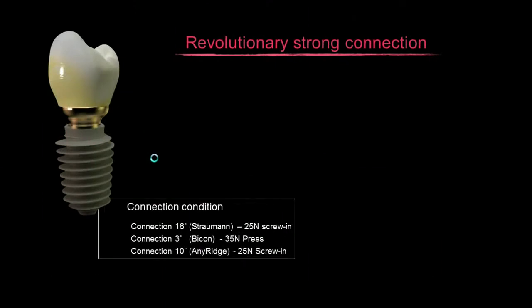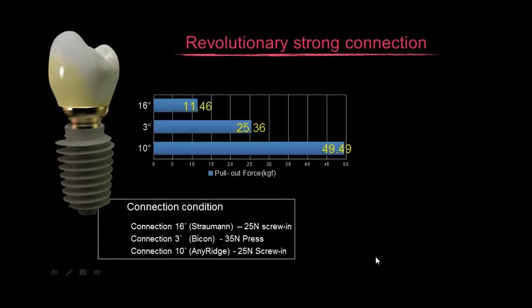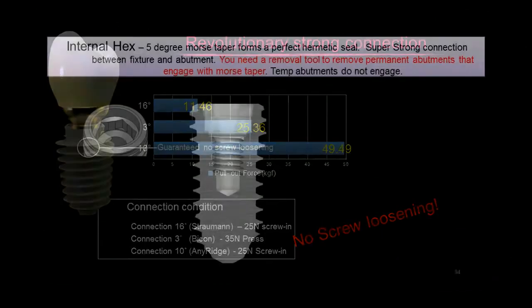All right, so it is a revolutionarily strong implant connection. The pull-out force on your 5-degree Morse taper is almost double what the closest competitor is, which is a Bicon. The Bicon has a 1.5 or 3-degree taper if you multiply that times 2. And the Straumann has an 8-degree Morse taper, or 16 degrees when you multiply that times 2. And the Anyridge has a 10-degree Morse taper, which again, 5-degree Morse taper times 2 is 10 degrees. So the pull-out force is almost 15 kilograms of force, double what the closest competitor is. When you actually remove the screw from here, you cannot remove the abutment from the implant. It actually takes an abutment removal tool to remove it.